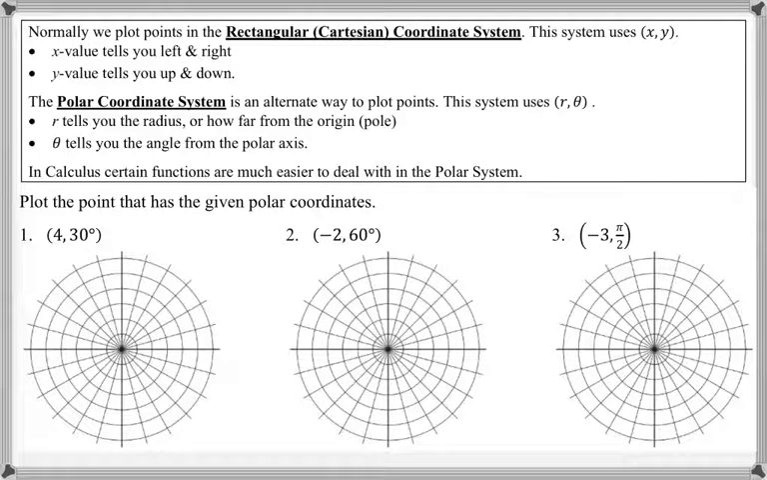So it says plot the point that has the given polar coordinates, and for these systems each angle is worth 15 degrees. So our process is really to find the line first with the angle. And then find the circle.